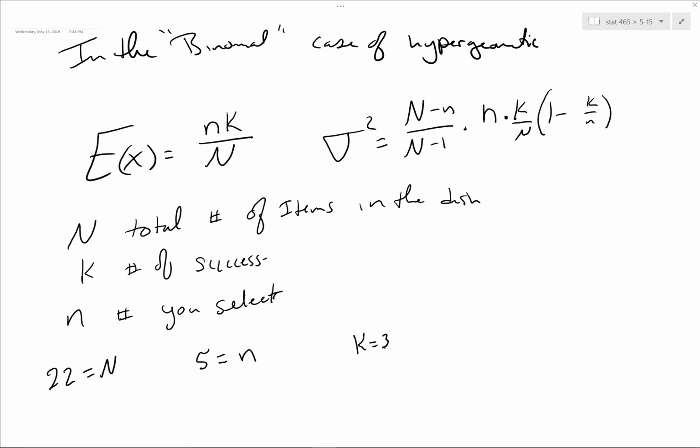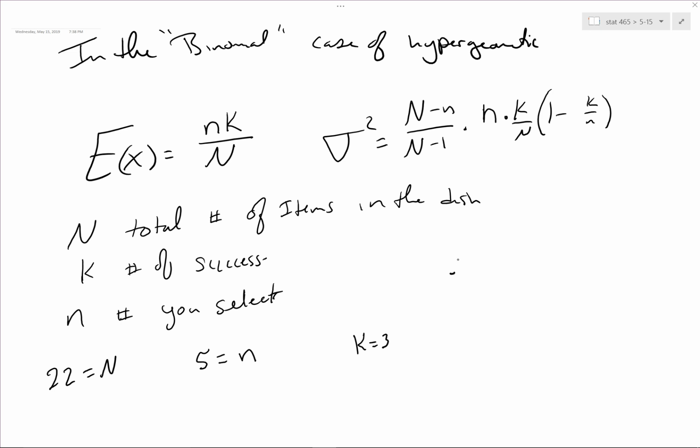Is n the number of trials? N is the number that you select. So I reached into the dish and I selected 5 marbles, right? There were 22 total marbles in the dish. That's big N. I selected 5 of them. Make sense? You could think of it as trials, but in this situation, it's better to think of it as taking them out all at the same time, in my mind. Okay? So when you do this problem, the expected value of this would be this.